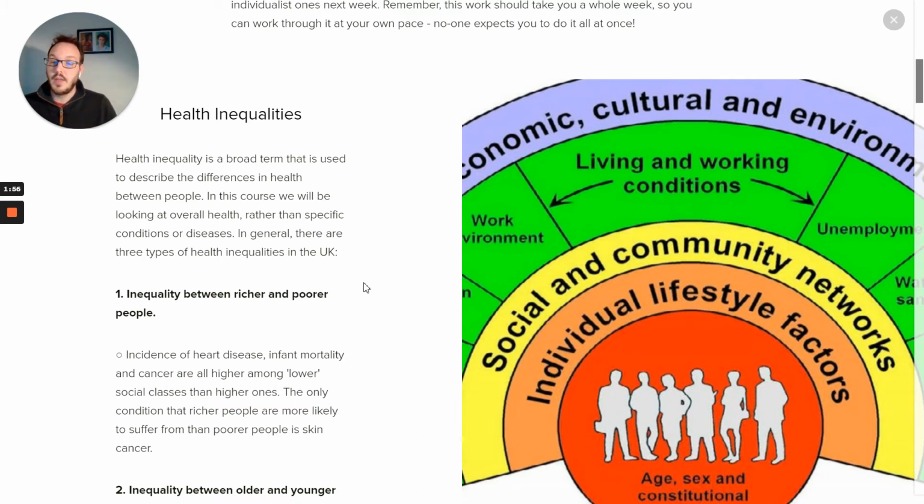But we know that these incidences of heart disease, infant mortality, and cancer are all higher among lower social classes than higher ones. Poorer people tend to get more diseases and tend to be more unhealthy. In fact, the only condition that richer people are more likely to suffer from than poorer people is skin cancer, because they can afford to go on holiday and get a suntan.